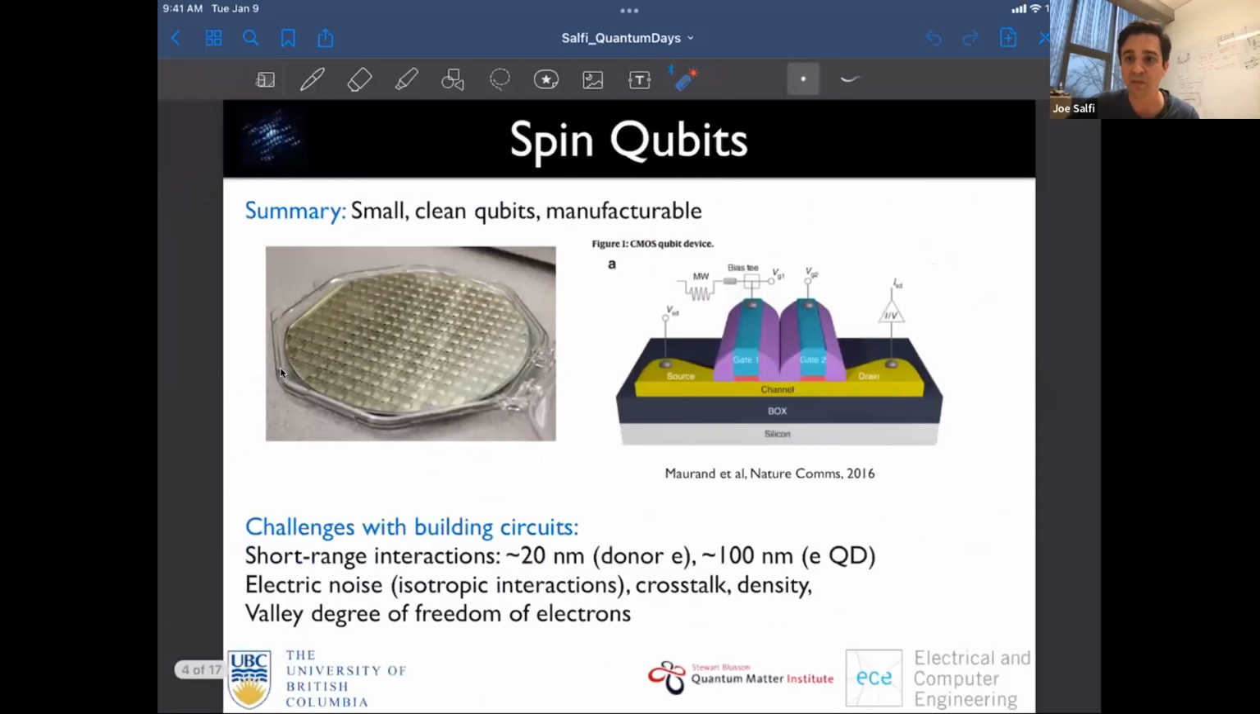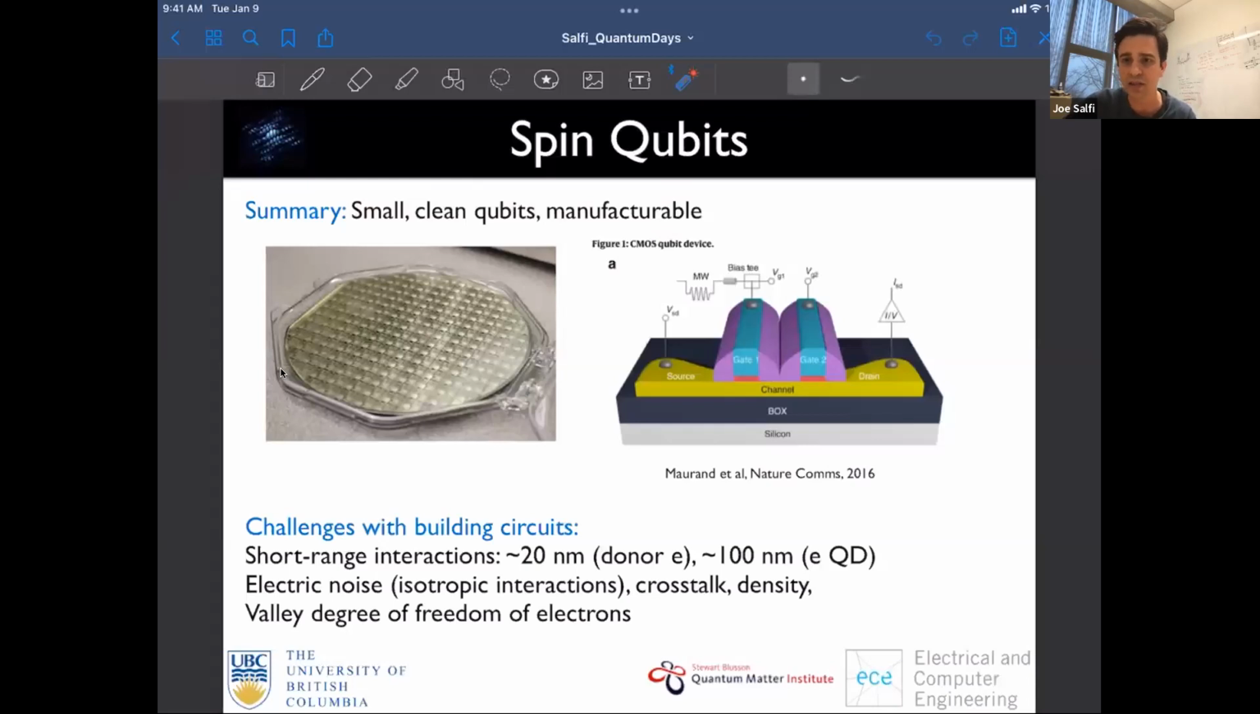And then you can ask yourself, why compete with them? Or an even better question to ask is, what can you do that's unique in this kind of system? One of the reasons why people became interested in this is because silicon, of course, is the material upon which the entire modern microelectronics and classical information technology is based. The devices are extremely small. I've just shown you that they can make very clean qubits, and these devices are very manufacturable.